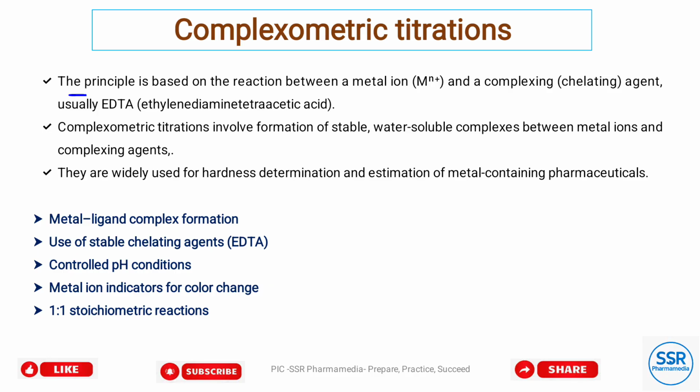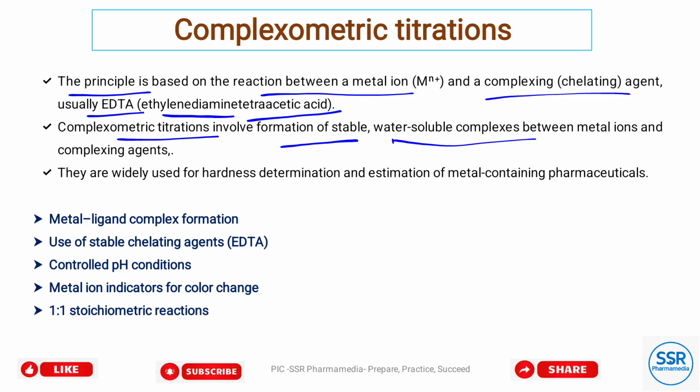The complexometry principle is based on the reaction between a metal ion and a complexing or chelating agent. Usually EDTA is used as a chelating agent. EDTA means ethylenediaminetetraacetic acid. Complexometric titration involves formation of stable and water-soluble complexes between metal ions and complexing agents. They are widely used for hardness determination and estimation of metal-containing pharmaceuticals.